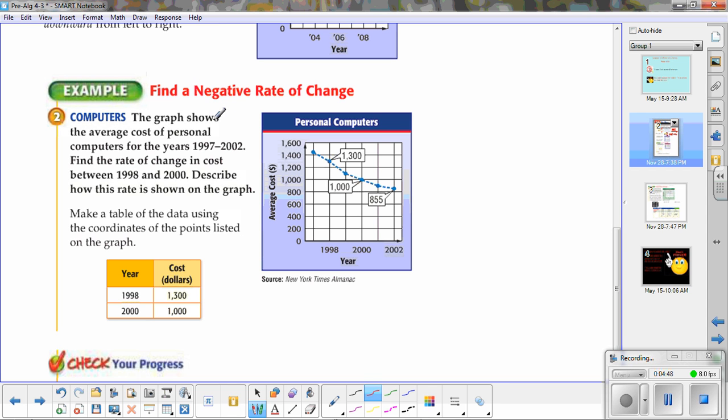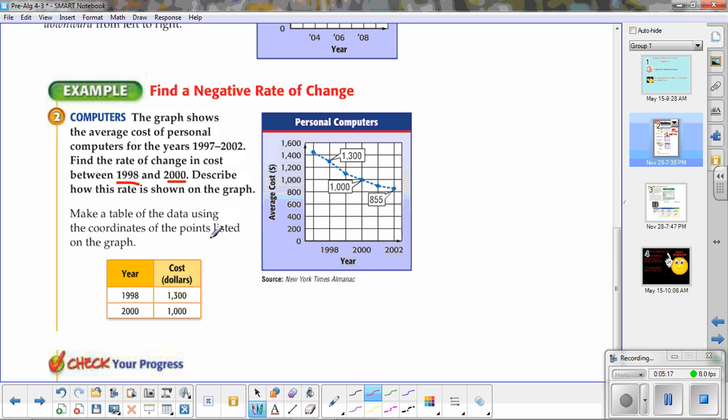So the graph shows the average cost of personal computers for the years 1997 through 2002. Find the rate of change in cost between 1998 and 2000. Describe how this rate is shown on the graph. Well, one way you can do this is to make a table of the data. In 1998, it was $1,300, and in 2000, it was $1,000.